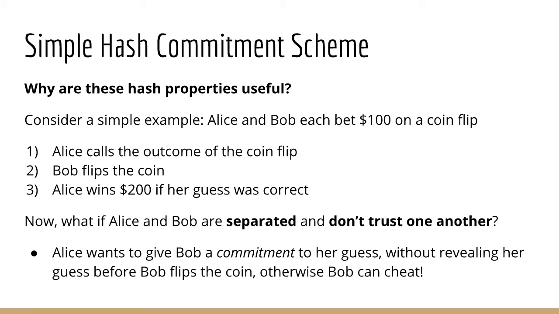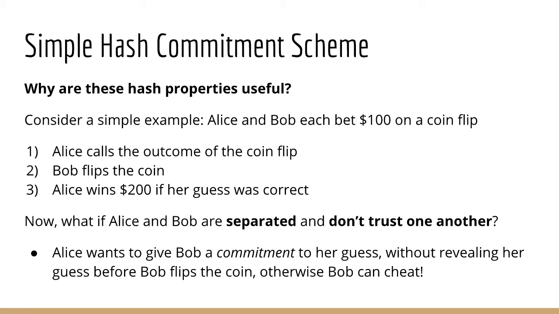To set up, let's assume that we have Alice and Bob, and they're going to bet $100 on the outcome of a coin flip. In the case where Alice and Bob are next to each other, Alice says, okay, I'm going to guess it's going to be heads. They bet $100. Bob flips the coin, and they can agree on who won.